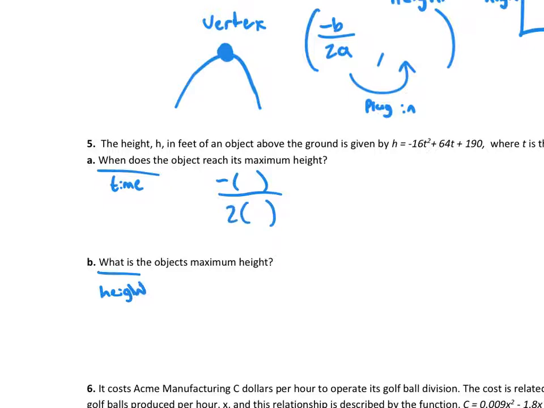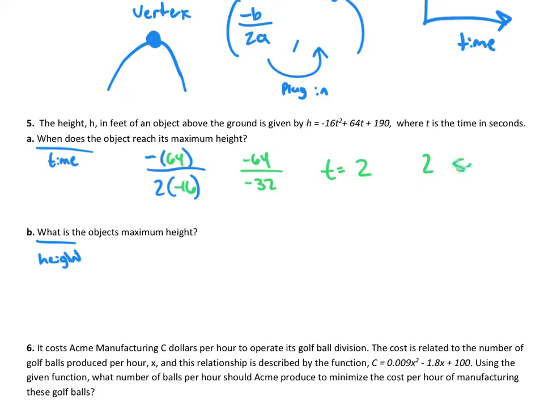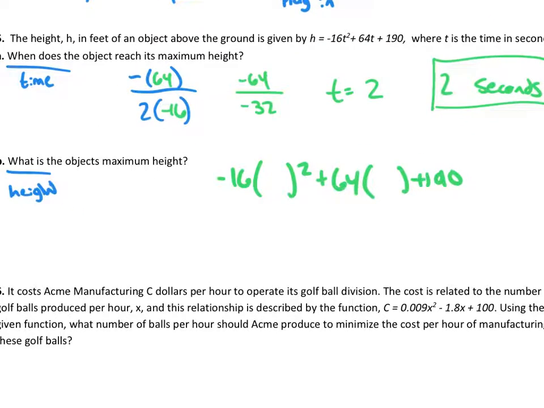So we need negative b over 2a. So we'll get a negative 64 over top of a negative 32. And we'll get that it takes 2 seconds to reach the total height, the maximum height. And then what is the maximum height? We're just going to need to plug in 2 into the original function.